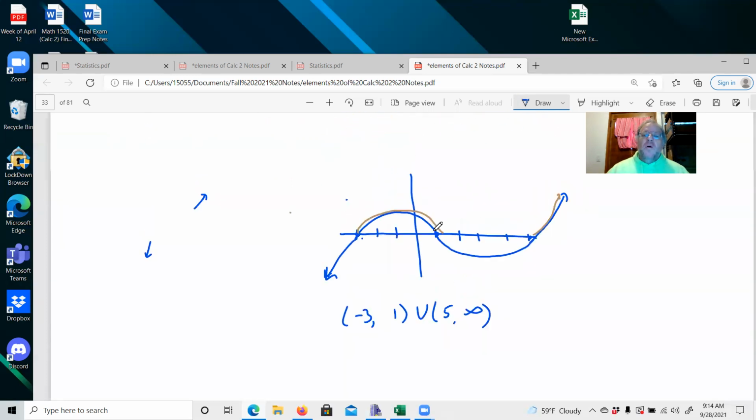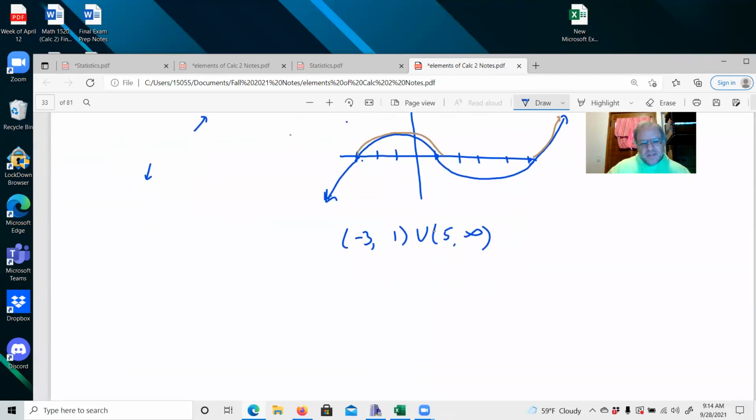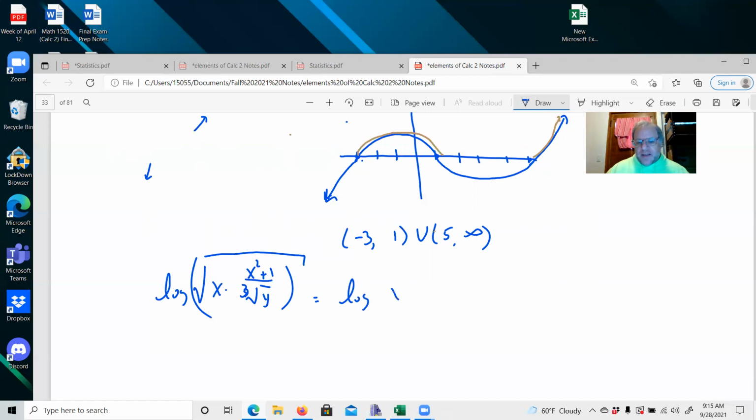What if I asked you, let's give it a slightly harder problem here. What if we had something like the square root of x times x squared plus 1 divided by the cube root of y? That looks scary and terrible. So what we're going to do is change some of these radicals to rational exponents first. So this is the log, and here we have x times x squared plus 1, over the cube root of y.